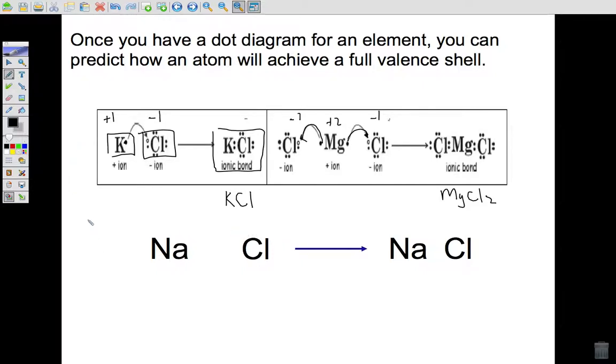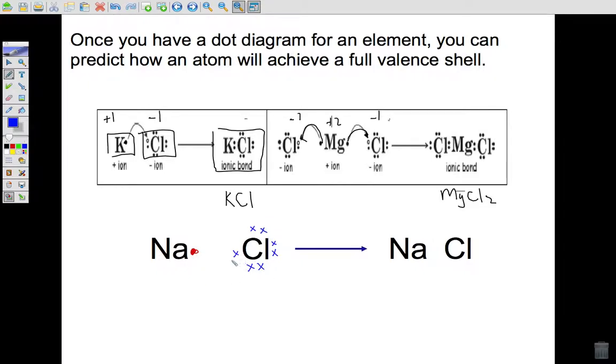So let's begin and let's do one together. Let's do sodium chloride again. Sodium has 1 valence electron because it is in group 1. So I make the dot diagram for sodium, 1. Chlorine has 7 valence electrons because it is in group 7. So I make its dot diagram: 1, 2, 3, 4, 5, 6, 7.